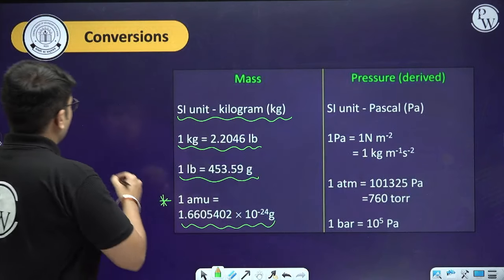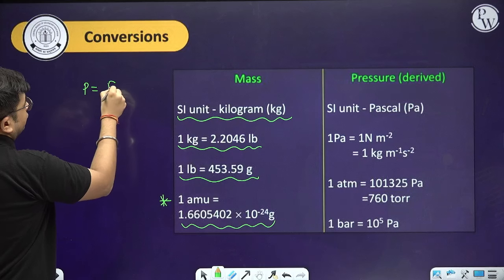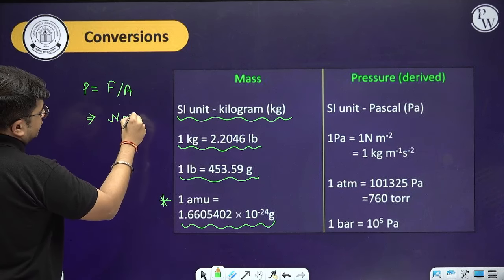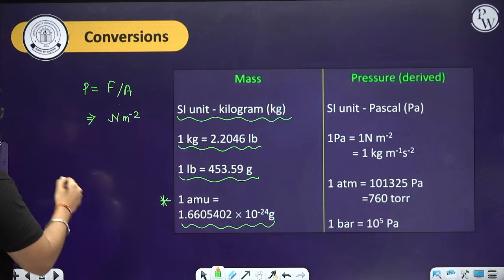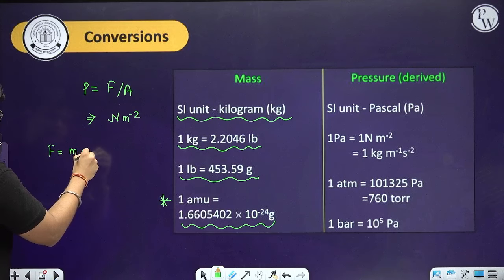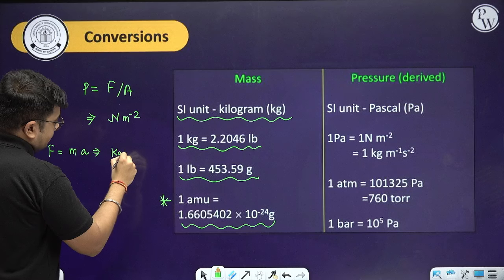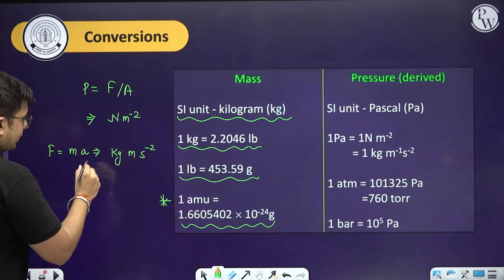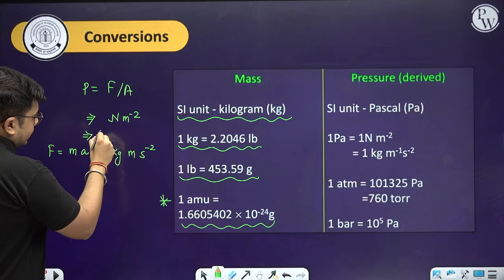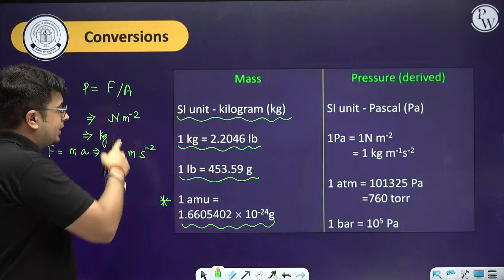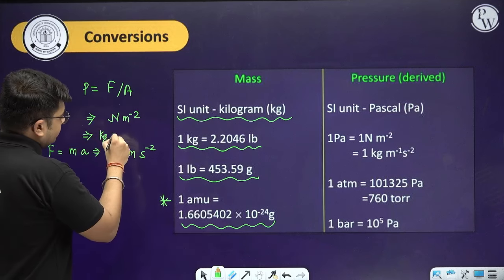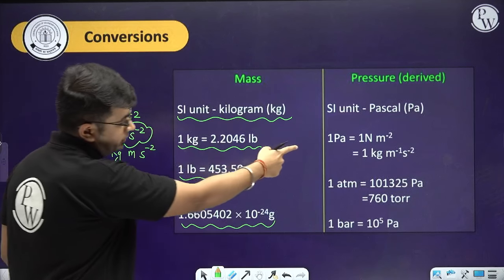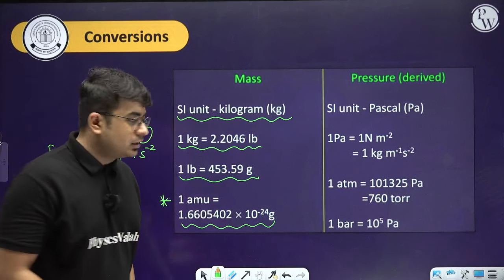So first, pressure is basically force per unit area. Force has the unit Newton, and area is meter square, so we have Newton per meter square. Now we know that force is mass into acceleration, which is kilogram meter per second square. You put this value in, and Newton is kilogram; the meter cancels out by meter square, it will be meter minus 1, and we have second minus 2. So we have derived the same units, 1 kilogram per meter per second square.